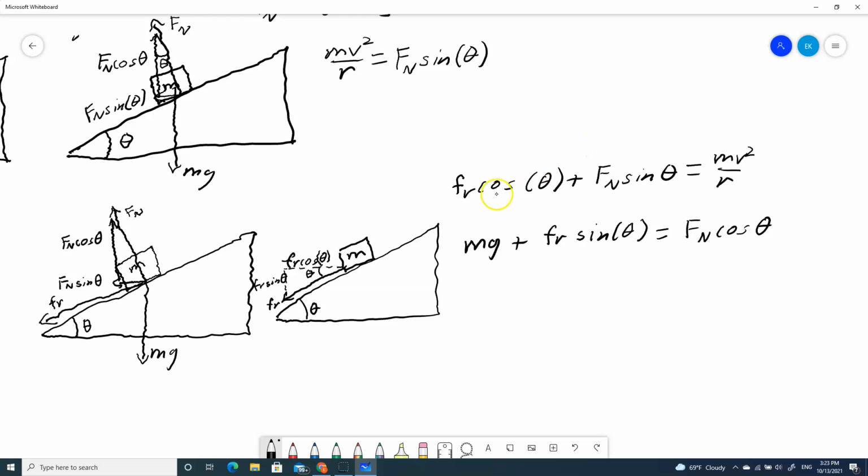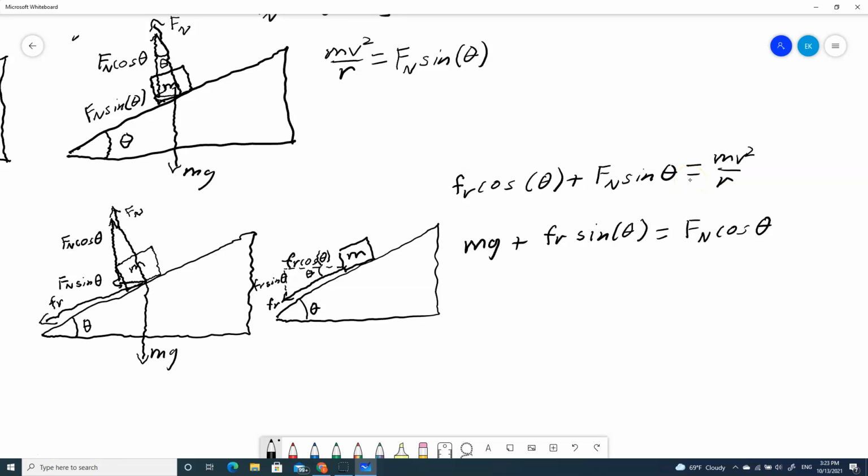Just the same way, it doesn't move horizontally. F_r cosine theta, horizontal friction, plus the horizontal component of F_n sine theta equals mv squared over r, which is the force necessary to keep the object from sliding horizontally. It's a centripetal force. So now if you solve these two equations, you will get the answer.